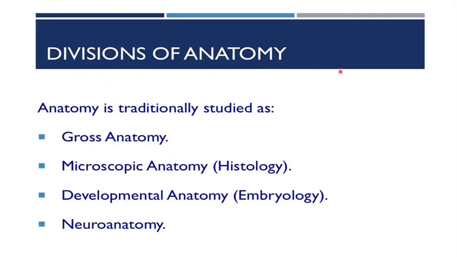The divisions of anatomy. Traditionally, anatomy is studied as gross anatomy, microscopic anatomy, or what we call histology, the study of tissues, developmental anatomy, what we call embryology. Then we have neuroanatomy. So during your semester, there will be a combination of all these classifications of anatomy. You do gross anatomy, a little bit of microscopic anatomy, developmental anatomy, then neuroanatomy. So we'll pick each one and break them down.